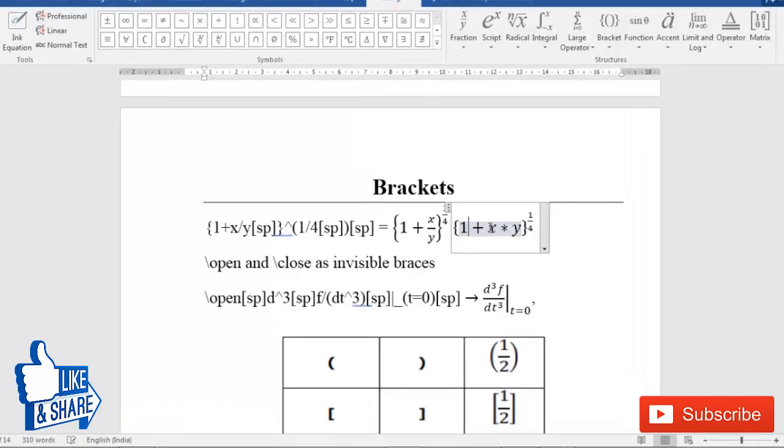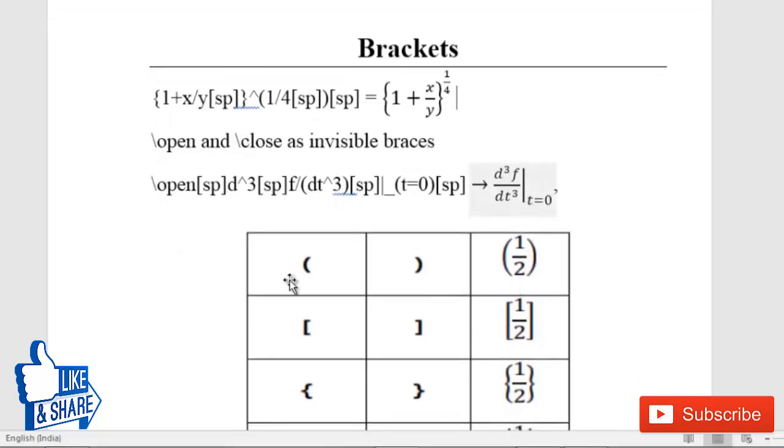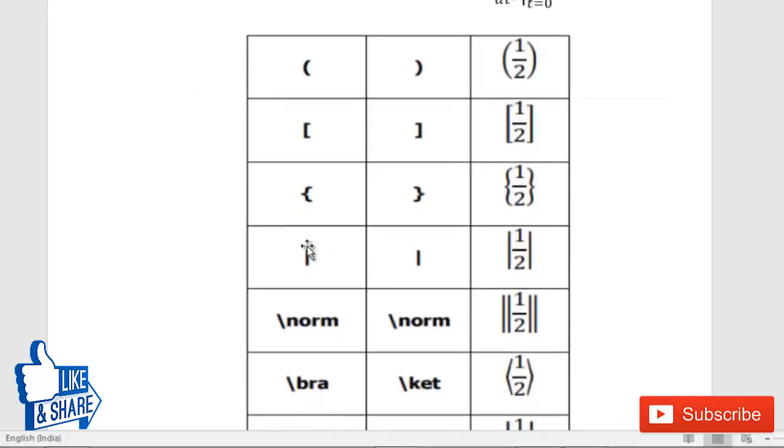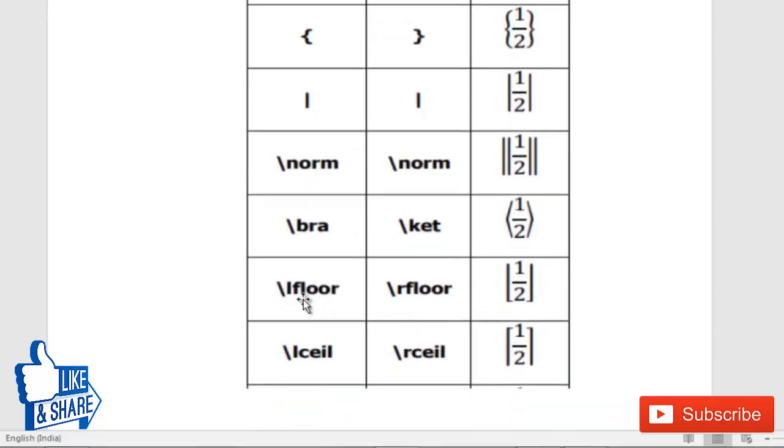Okay, instead of division, I have to turn x by y. So this is how I type. This is a very common bracket, but there are some kinds of brackets which are not available on the keyboard. Now for other kinds of brackets like norms, these are there. For this kind of bracket: lower left floor, right floor, left ceiling, right ceiling.